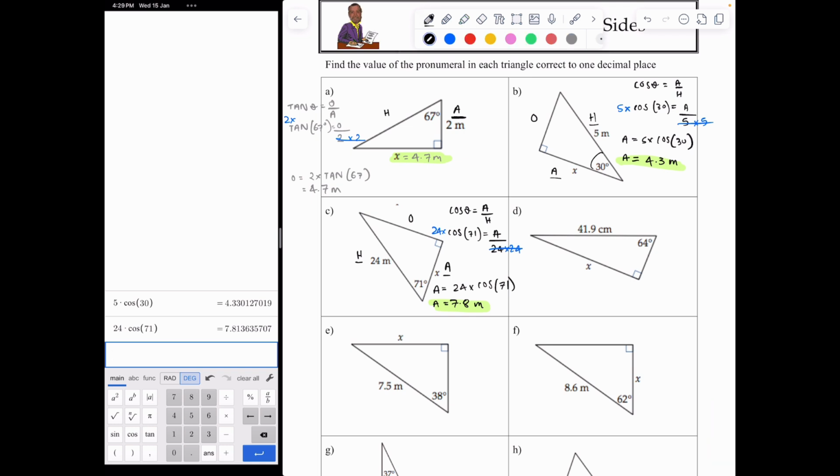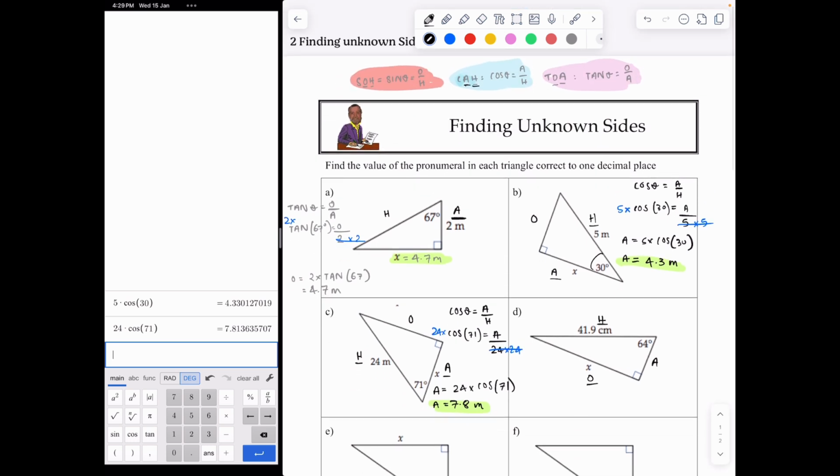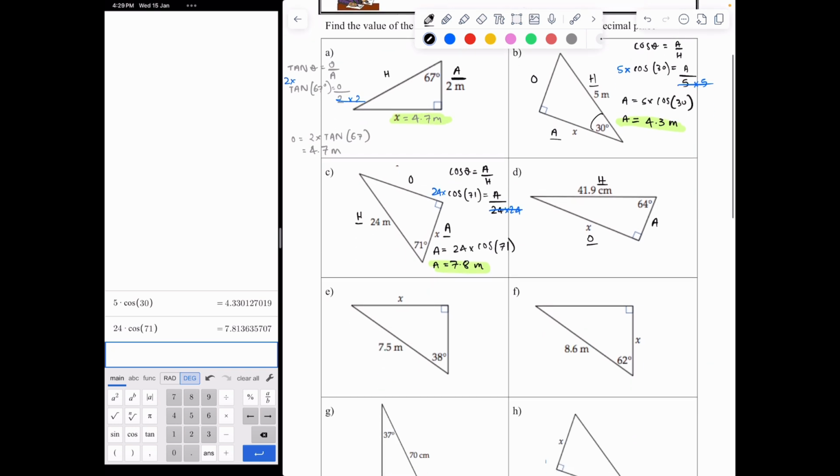Okay, next one, zooming through these. We've got our H, we've got our A, we've got our O. We want to figure out what O is, and we have been given H. What is the equation which has O and H? So we have to use the sine function. So sine theta equals O over H. Plugging everything in, the angle that we're dealing with is 64. So it's this angle because it's attached to H, okay?